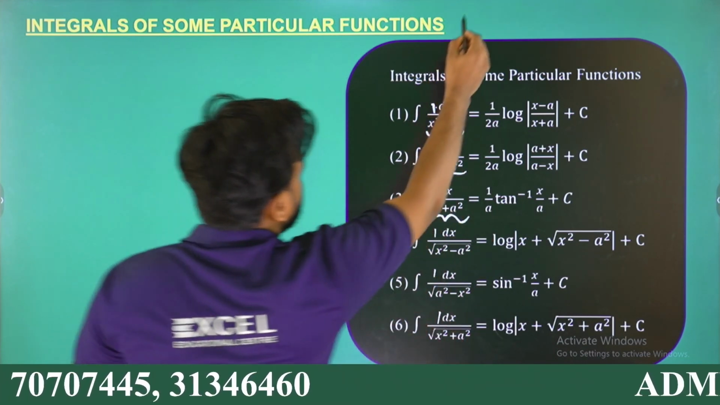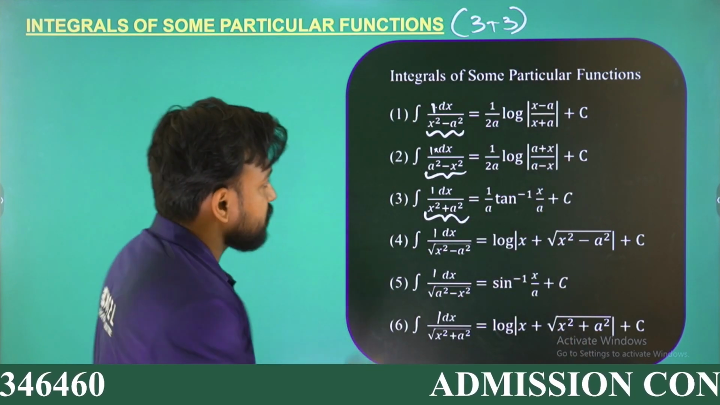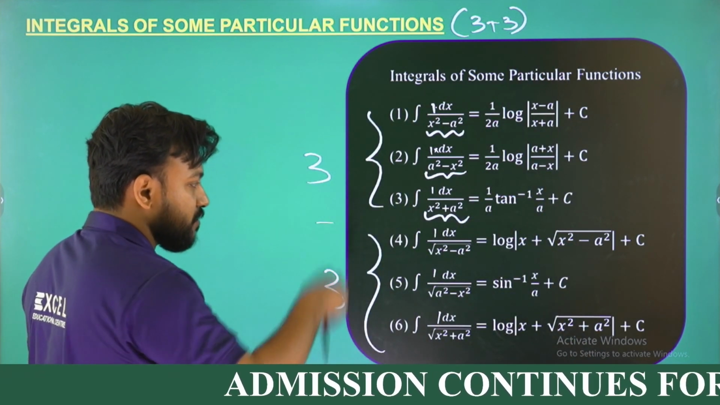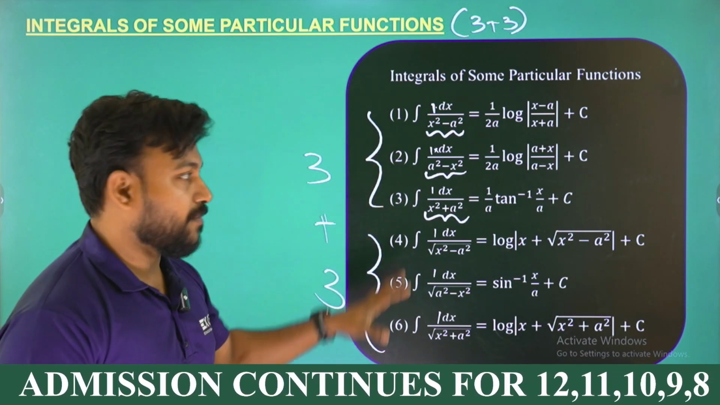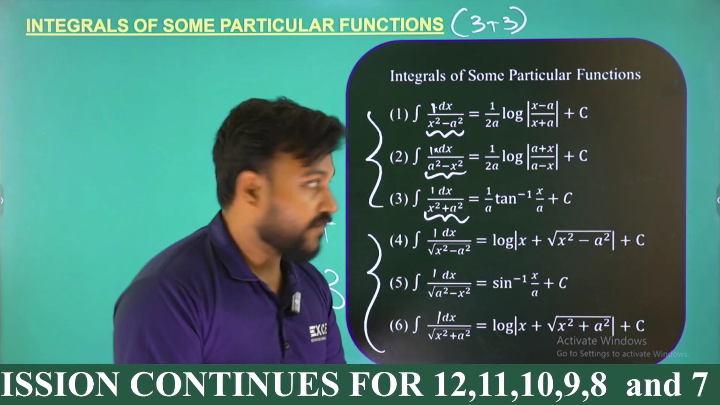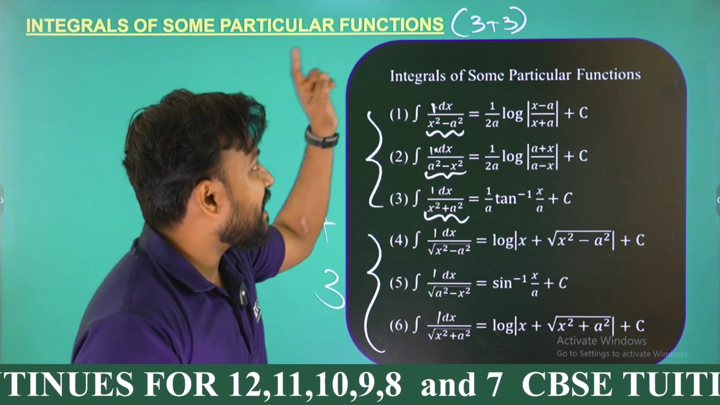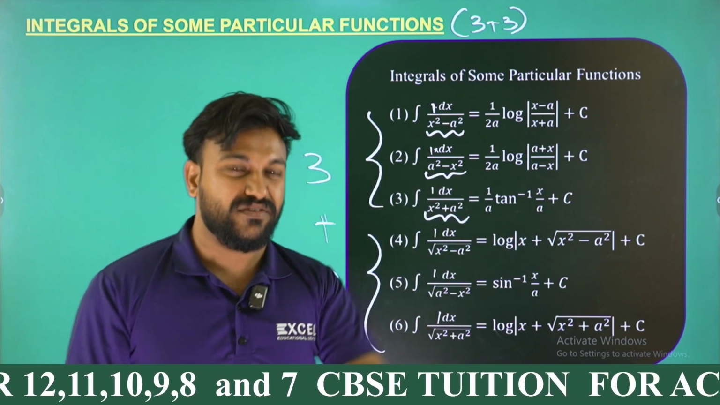That's why I called it 3 plus 3 equations. These 3 are one set and these 3 are similar to that. You have to remember it like this, the 3 plus 3 method. When you get a question, if the numerator is 1 and the denominator is a second degree polynomial, that is a question we can do using the 3 plus 3 equations. That's how we identify that.